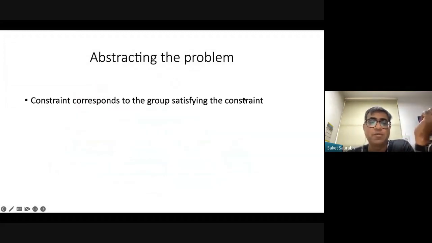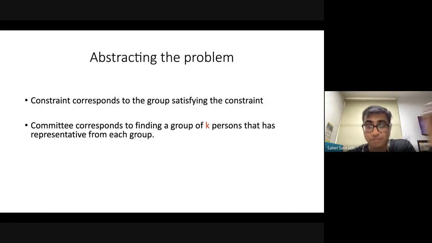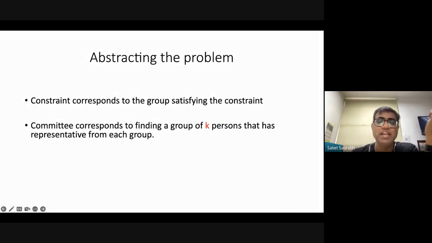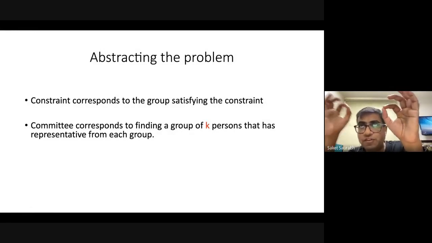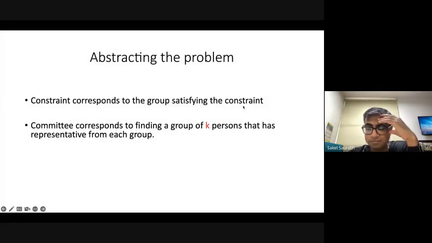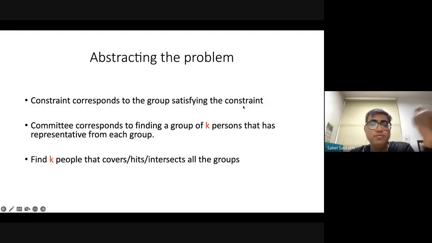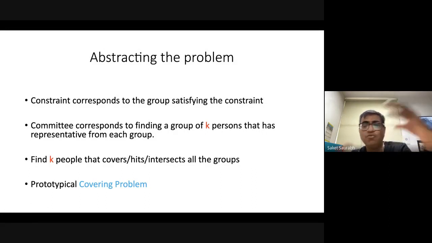So this is a very typical formation. If you just abstract the problem, then what is happening? Constraints correspond to the group satisfying the constraint, and the committee corresponds to finding a group of K persons that is a representative from each group. This is the most simple thing: you want a representative from each of these groups. So basically our objective is to find K people that cover, hit, intersect all the groups. And this is what prototypical covering problems are. You have some set of constraints, and you want to find a small set of objects that covers all the constraints, that hits all the groups, that intersects all the groups.